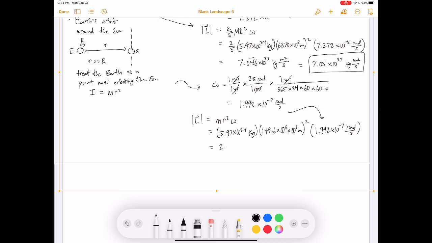So if you do the math, you'll get 2.662 times 10 to the 40 kilograms meters squared per second, which when we round it works out to 2.66 times 10 to the 40 kilograms times meter squared per second. So again, this is the spin on its own axis. This is the orbit. So there's a whole lot more angular momentum that the Earth has as a result of its orbit compared to just spinning on its axis. That's what we found.